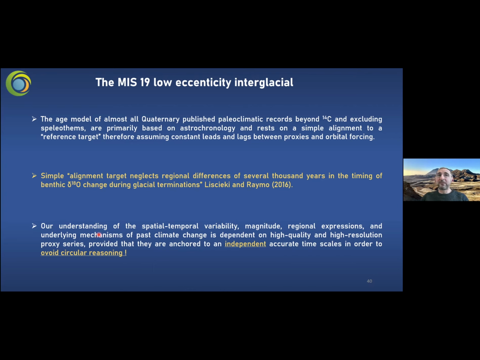So what I mean by that is our understanding of the spatial and temporal variability, magnitude, regional expression, and underlying mechanism of past climate change depends on high quality, high resolution proxy series. But of course, they need to be anchored into an independent, accurate timescale in order to avoid circular reasoning, which is the common problem in high-resolution Quaternary climatic research.